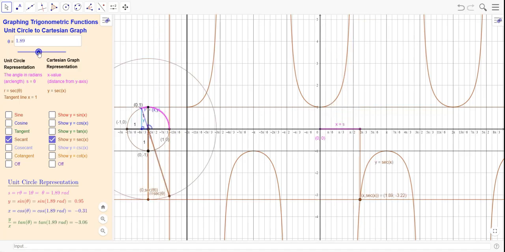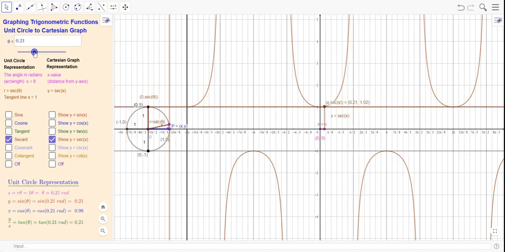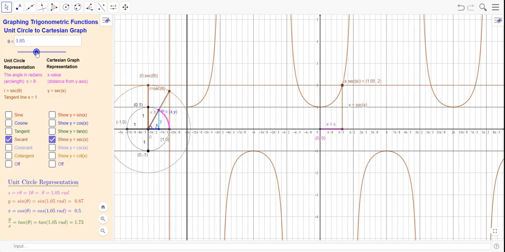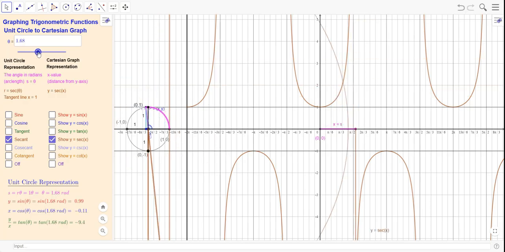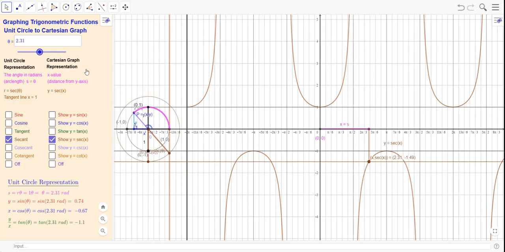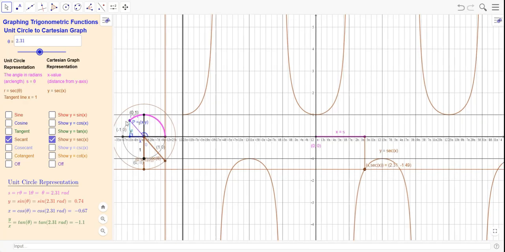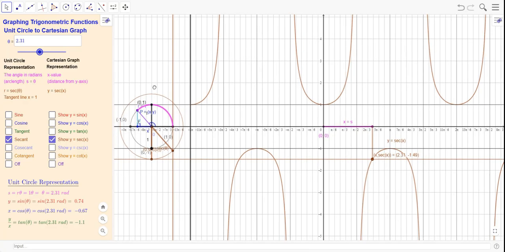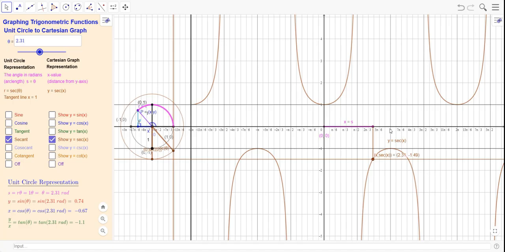What happens in the first quadrant is it goes up from 1, gets longer and longer and longer, approaching infinity, undefined at pi over 2. When you go to the right of pi over 2, we're in quadrant 2, which is between minus pi over 2 and pi in the Cartesian picture. And notice we have negative values down there. They start very, very far down, coming from negative infinity up.